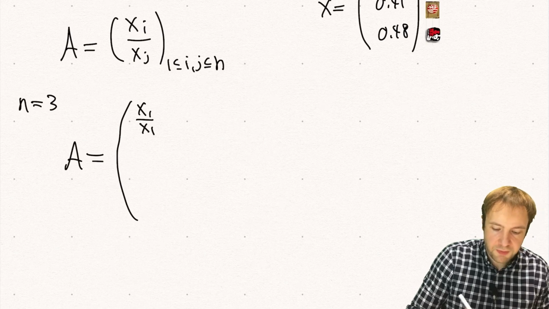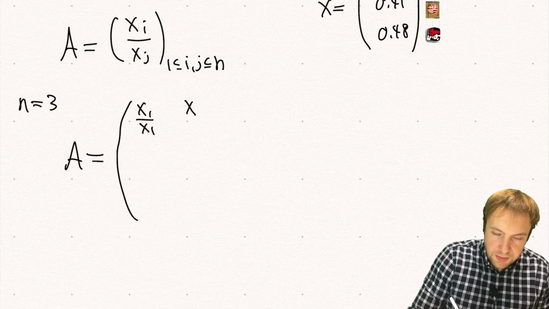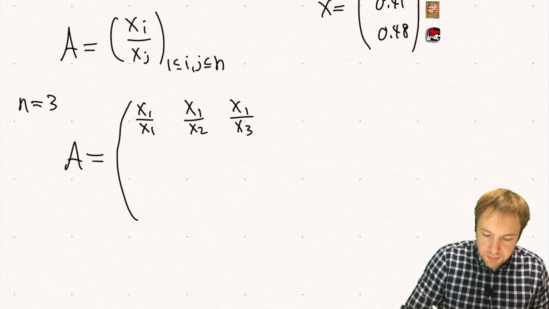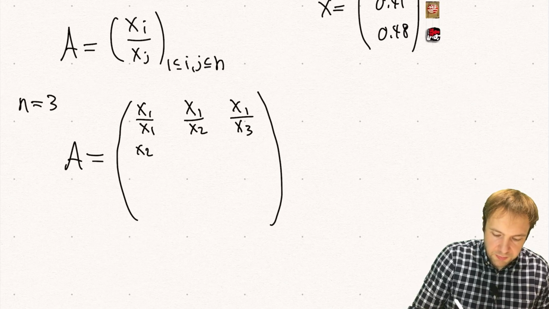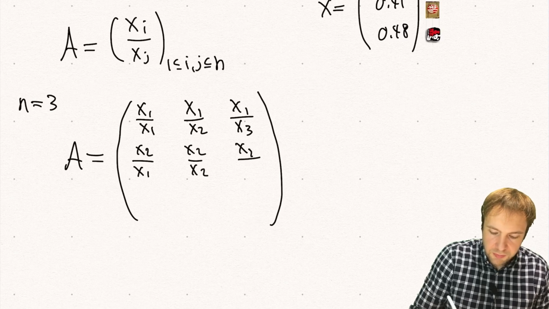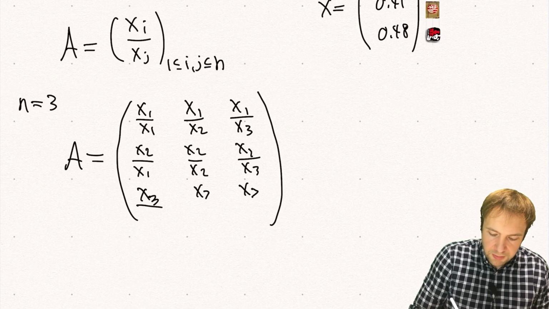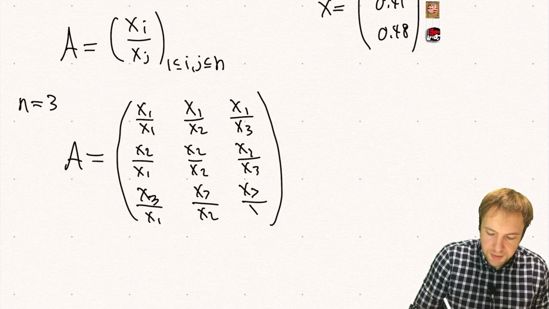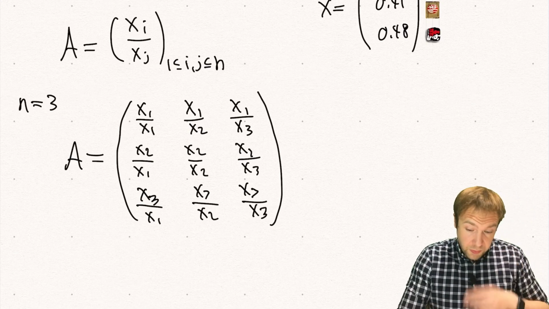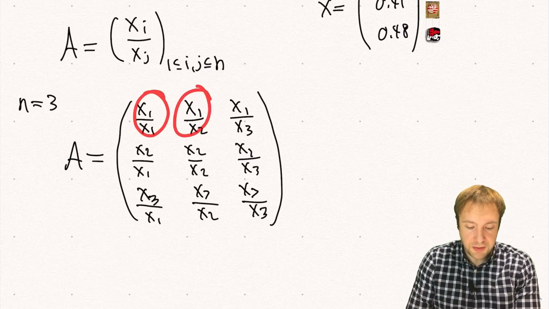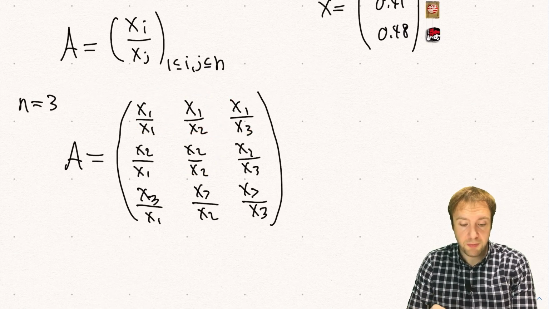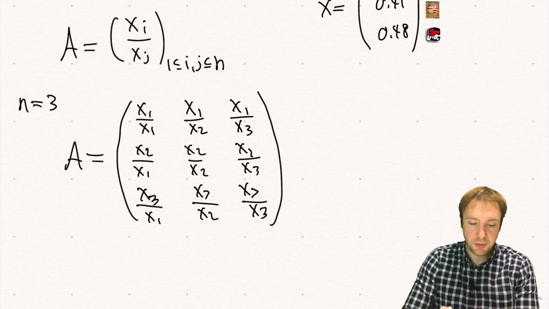So here's x1 divided by x1, which is 1, x1 divided by x2, x1 divided by x3, x2 divided by x1, x2, x3, and here x3 divided by x1, x2, x3. So remember, these are the things we get out of the pairwise comparison, and what we want to find are the actual values for x1, x2, and x3.